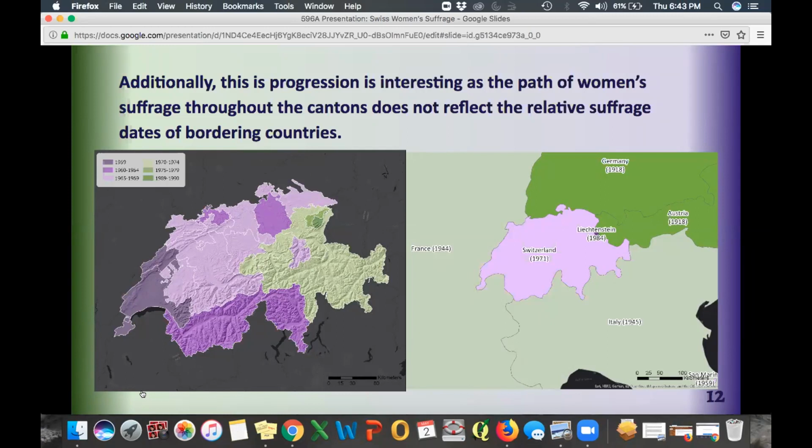Conversely, the first cantons to pass women's suffrage in Switzerland were in the west in 1959, which border France, and the last were the Appenzell region, which is in the east, closer to Germany.